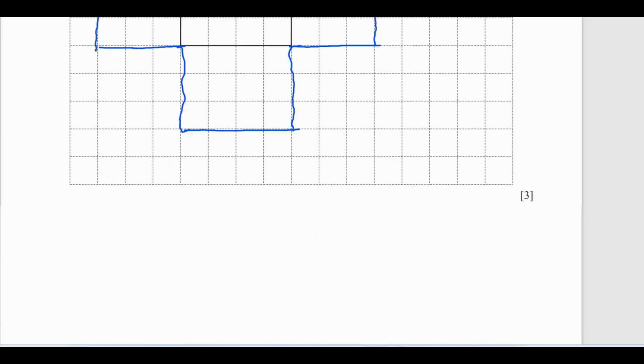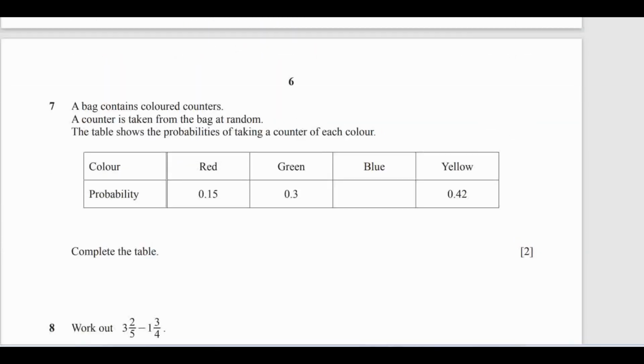Now let's move on to the next question. Question number 7. A bag contains colored counters. A counter is taken from the bag at random. The table shows the probability of taking a counter of each color.